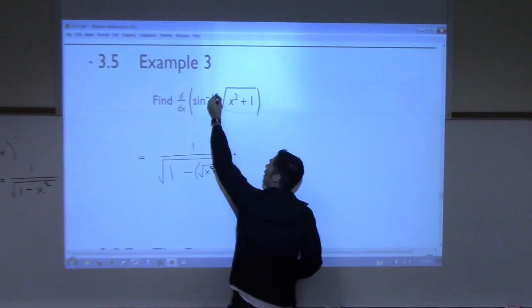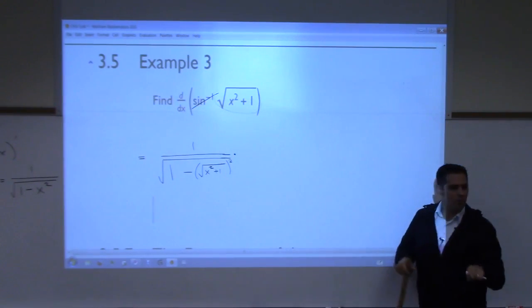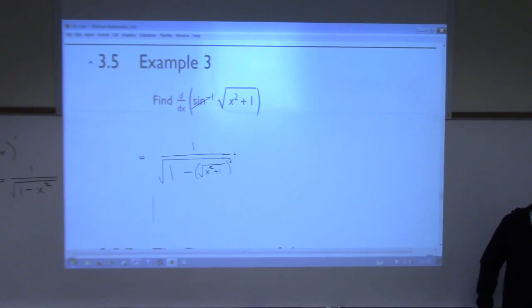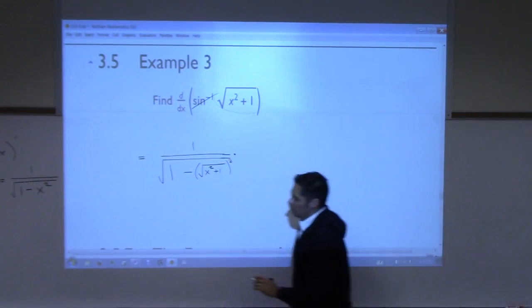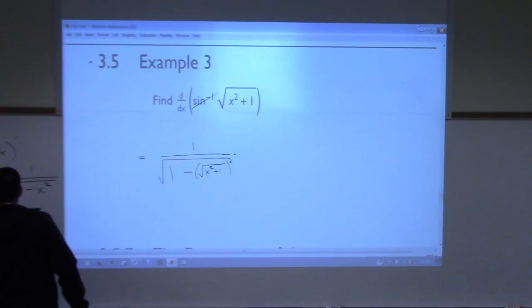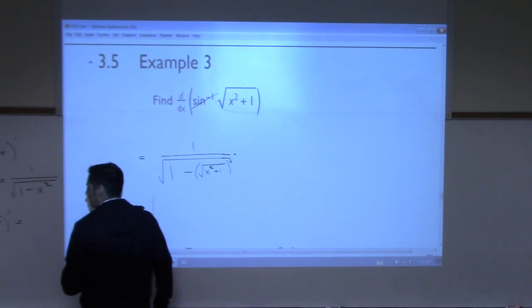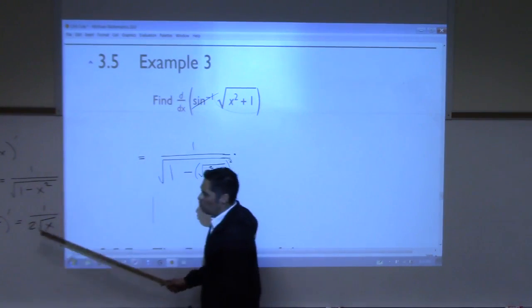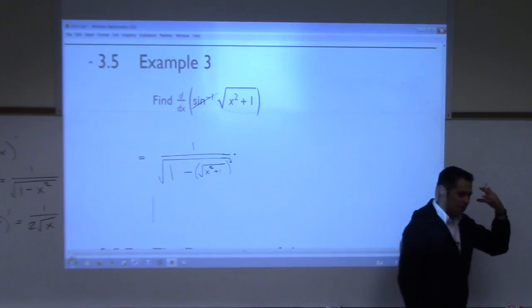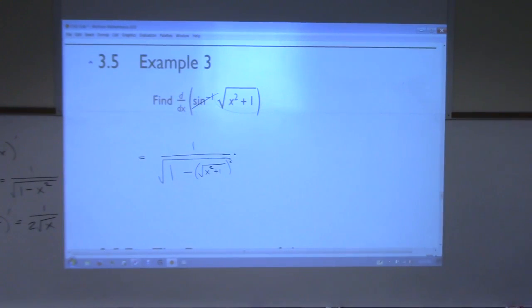So I've done the arc sine. The next layer in is the square root. So what is the derivative of the square root of something? Yeah, I'm going to put it over here just in case y'all don't recall. The derivative of the square root of x is 1 over 2 root x. That should be hardwired. Okay, you just throw that out.